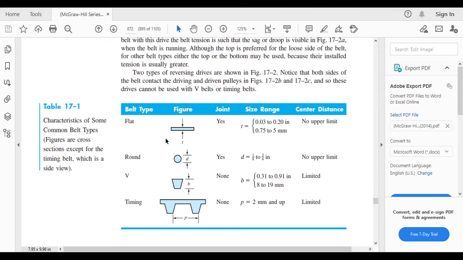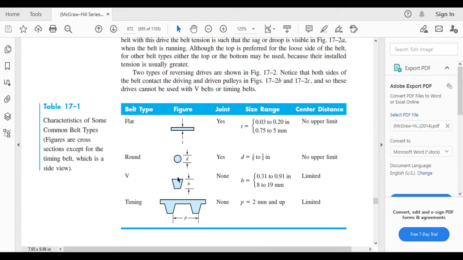Okay, it's used with a joint. This is the size range: the thickness is about 5 millimeters, with no upper limit. This is the round belt. It has a joint and everything. There is the diameter, with a normal limit. And this is the V belt.